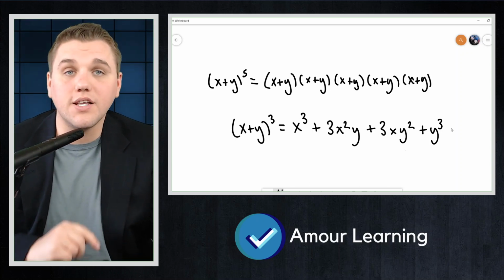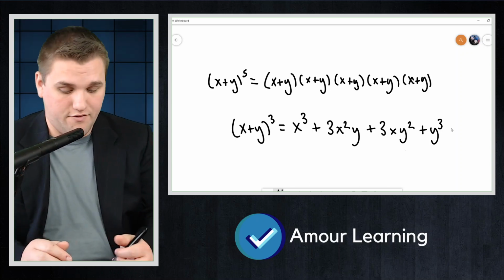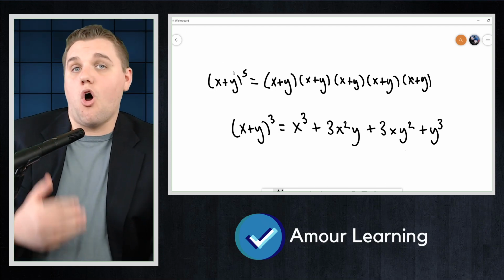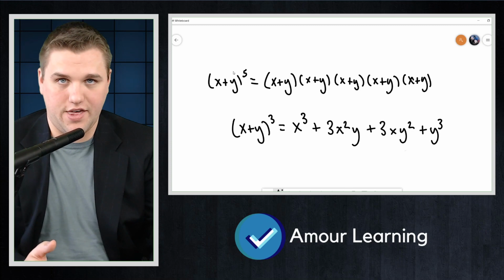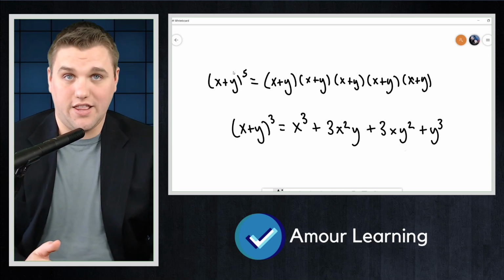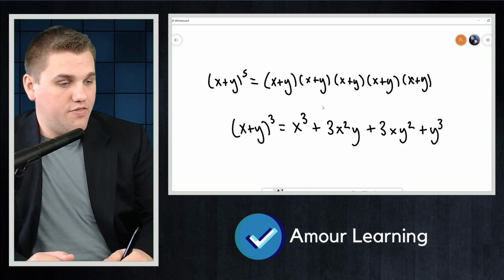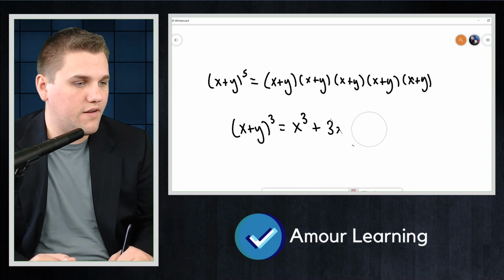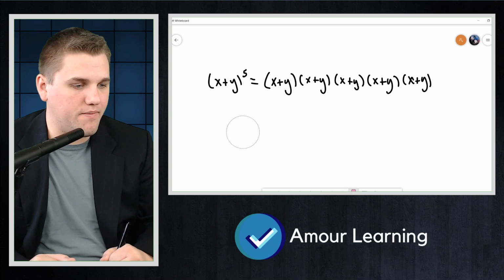Similarly, in the expansion of x plus y to the fifth here, there will only be one x to the fifth and one y to the fifth term. This is because, let me real quick write that out here. We're going to need a lot of room for this one.